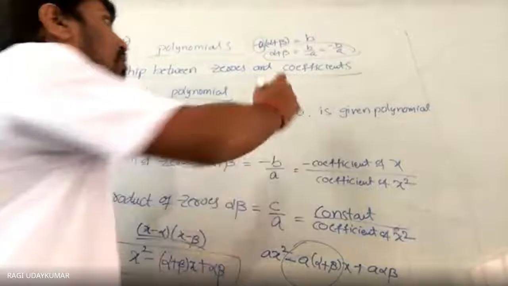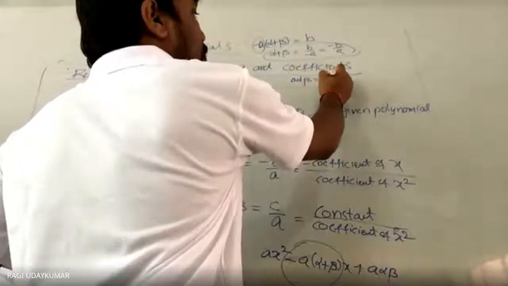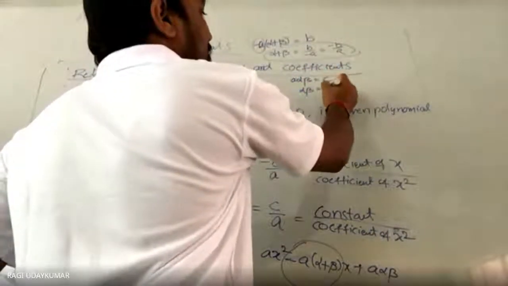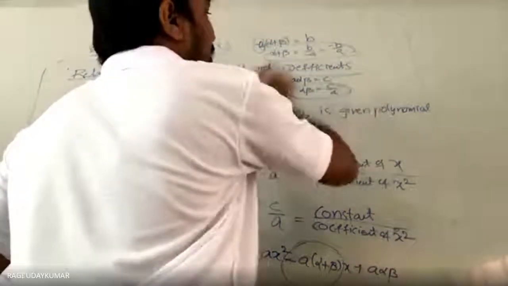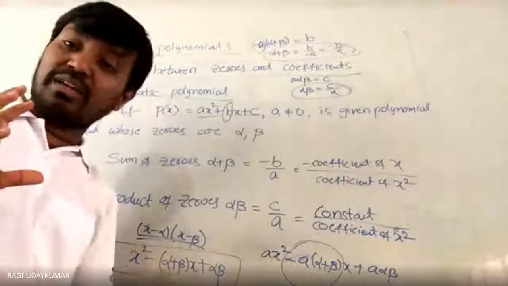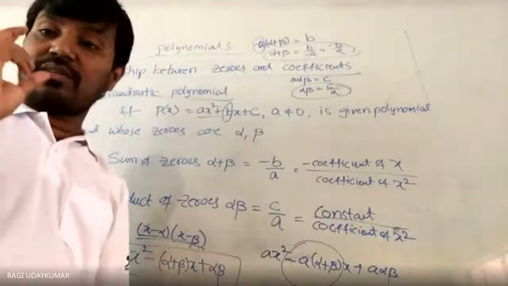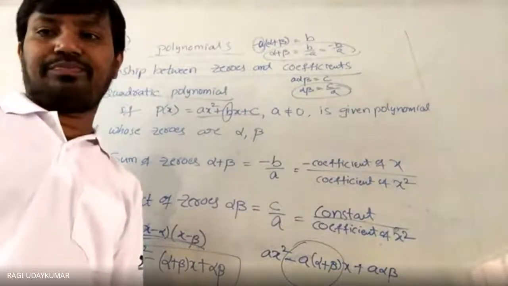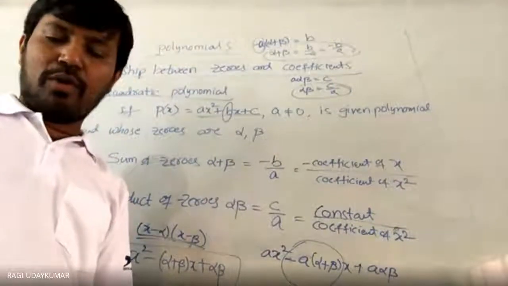You will get what here? A alpha beta is equal to c. You will get from this alpha beta is equal to c by a. Alpha beta is c by a, alpha plus beta is minus b by a. So this is the relationship between the zeros and coefficients of the polynomial. Okay? Did you get my point?